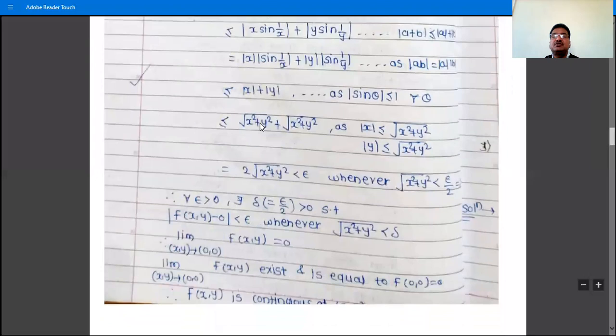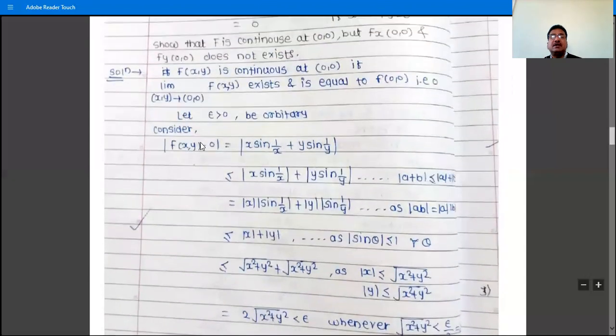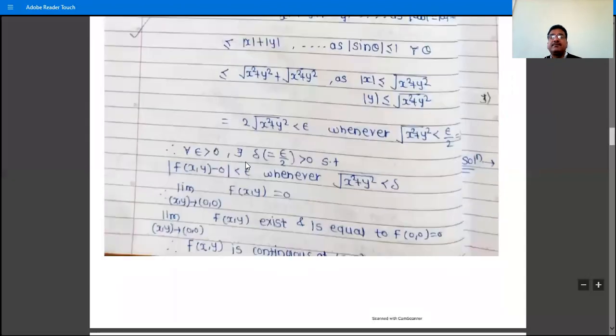And then this becomes 2 times root x square plus y square is less than epsilon whenever root x square plus y square, shifting this to the right side, is less than epsilon by 2, which is equal to delta, say. And therefore for every epsilon greater than 0, there exists delta equal to epsilon by 2 greater than 0, such that mod fxy minus 0 is less than epsilon whenever root x square plus y square is less than delta.